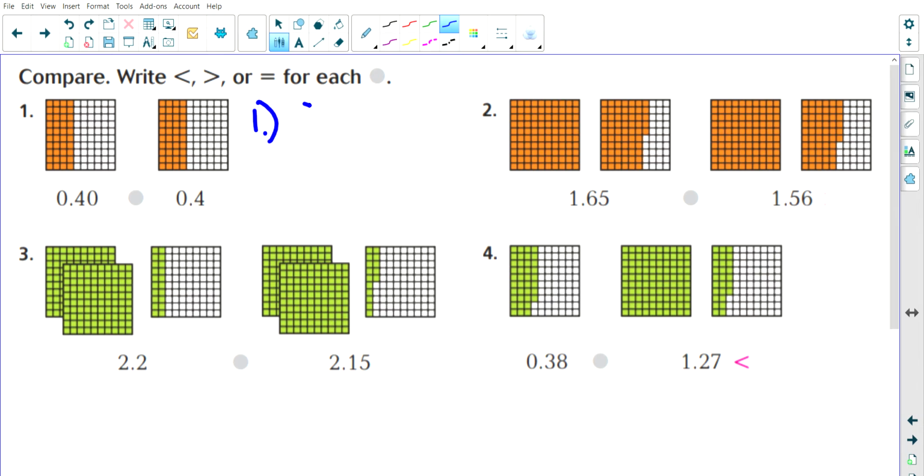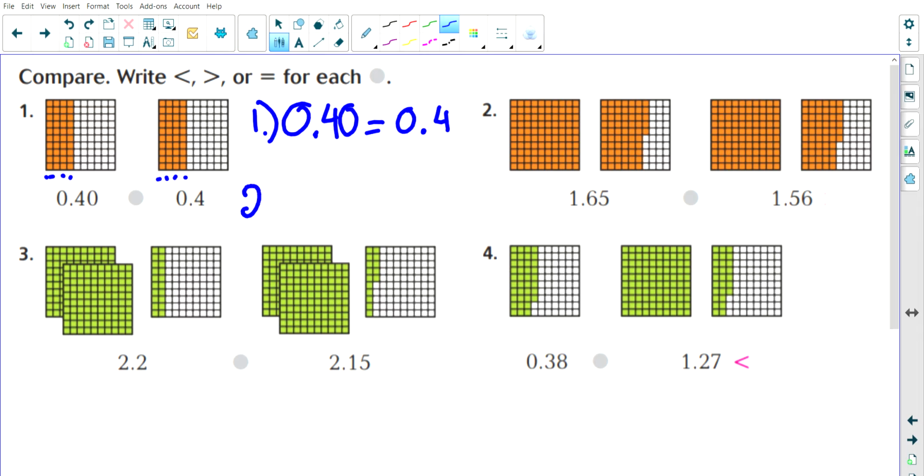We have 0.40, or 0 and 40 hundredths, compared to 0.4, or 0 and 4 tenths. So we can see both of these decimal models are broken into hundredths. I see that 4 complete rows are shaded in on both numbers. So looking at that decimal model, I can tell that these are equal to each other.